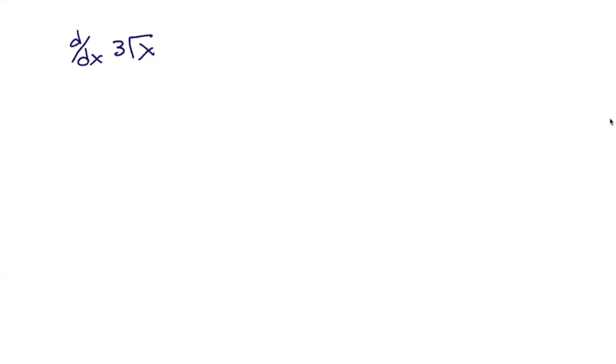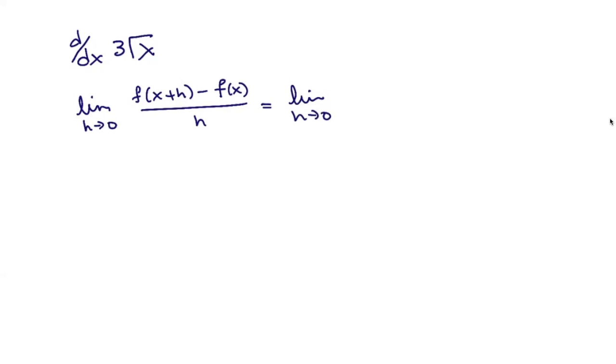Now let's take the derivative of 3 times the square root of x. So again, starting with the limit definition, limit as h goes to 0, f of x plus h minus f of x all over h. And now we just say that whenever the input is x plus h, we write 3 times the square root of the input. And when we have f of x, we just have 3 square root of x, all over h.